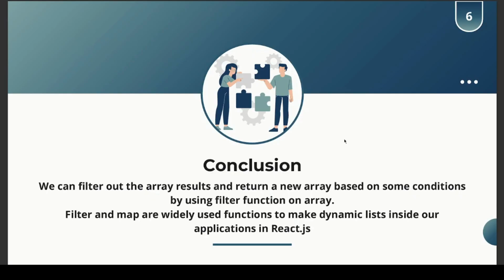So here's the conclusion. We can filter out array results and return a new array based on some conditions by using the filter function on an array or a list. Filter and map are widely used functions to make dynamic lists inside our applications in React.js.